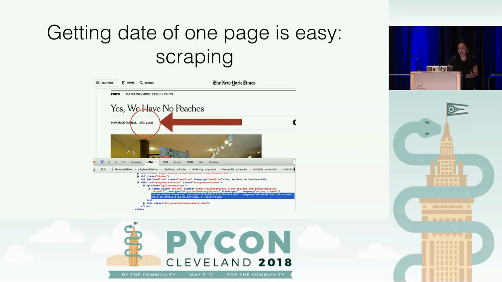So let's say we want to get the date of one page. It's pretty easy. If you've done any scraping at all, it's pretty straightforward. Here we have the New York Times. You just look where the date is in the page, use your favorite DOM inspector, look at what type of div or element it's in, use lxml, Scrapy, Beautiful Soup, whatever your library of choice is, and you can get the date that way.